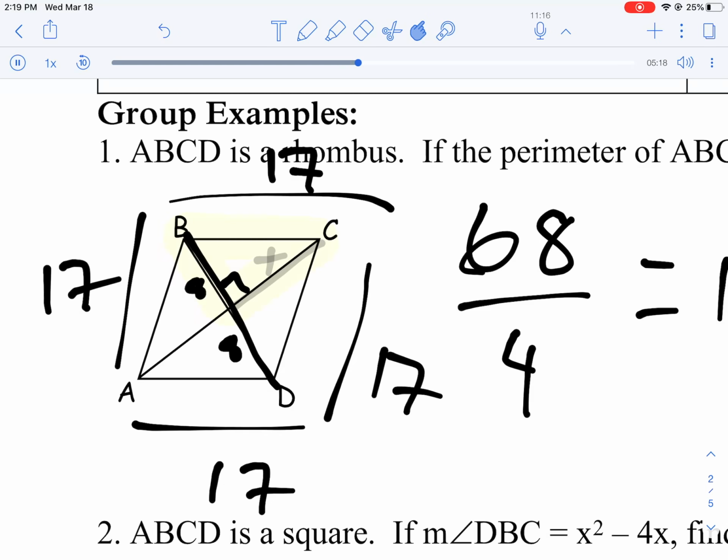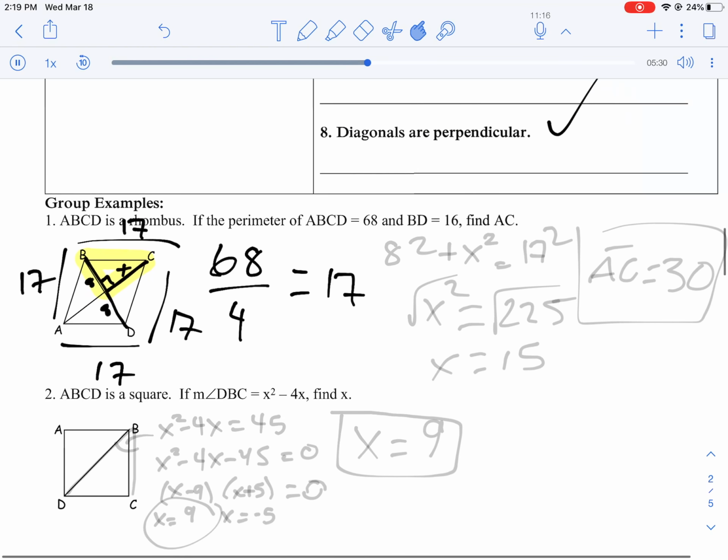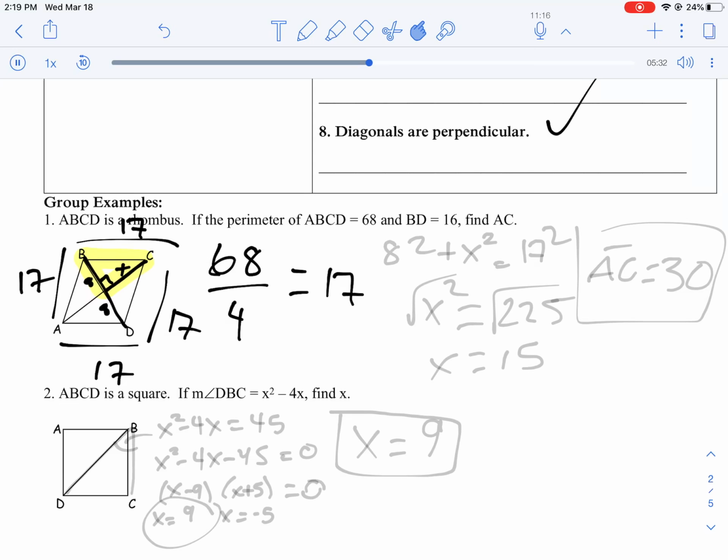So if they want to know AC, I'm going to focus on first finding this little piece there. And what type of triangle is this? A right triangle, where I can use the Pythagorean theorem. So I'm going to do 8 squared plus x squared equals 17 squared.